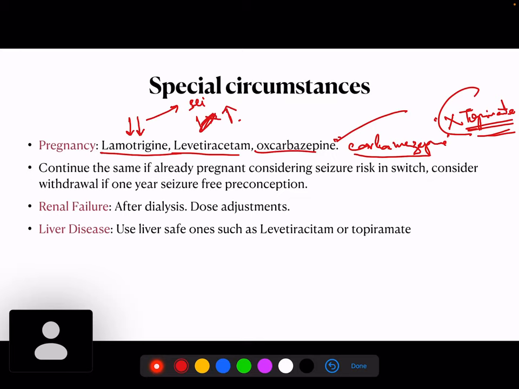In renal failure, you give after the dialysis, you adjust dose. And in liver disease, you use liver-safe ones, such as levetiracetam or topiramate. So levetiracetam is particularly good.